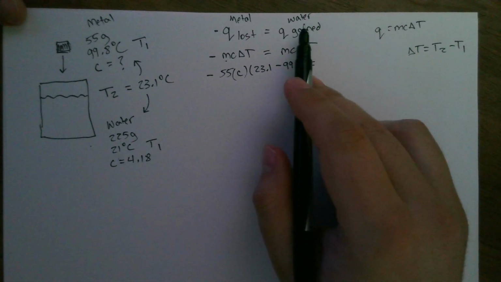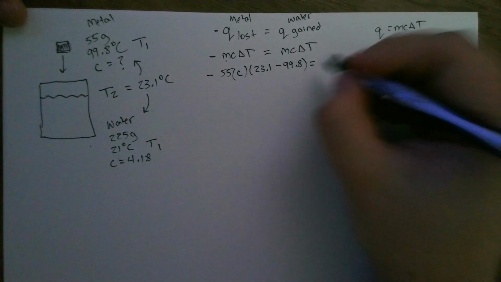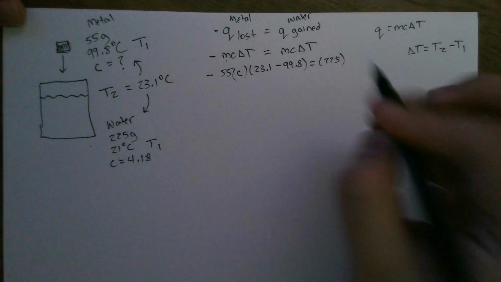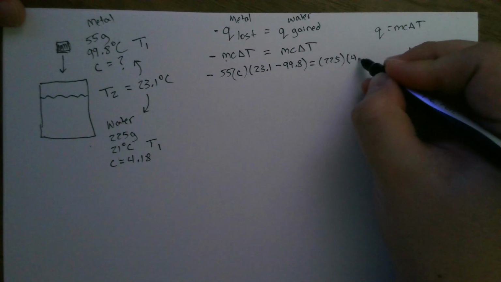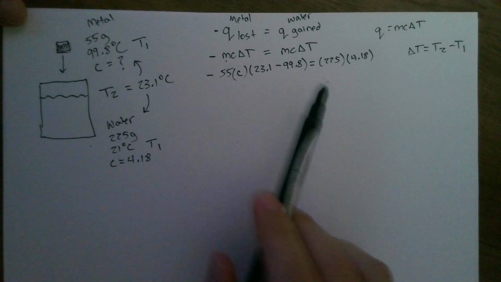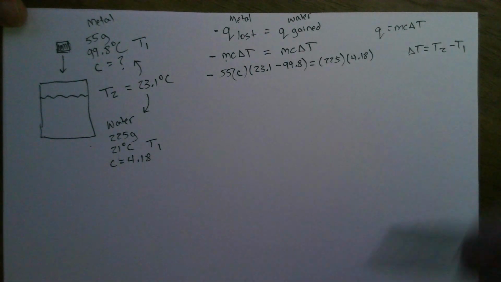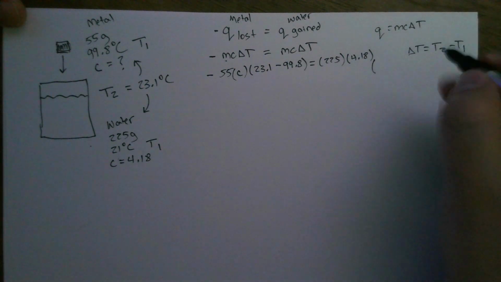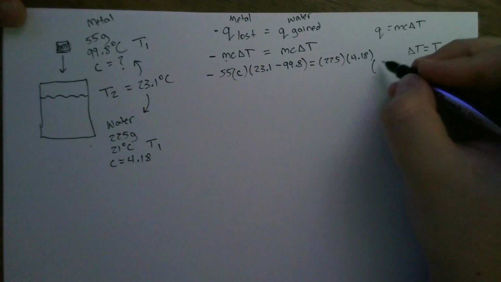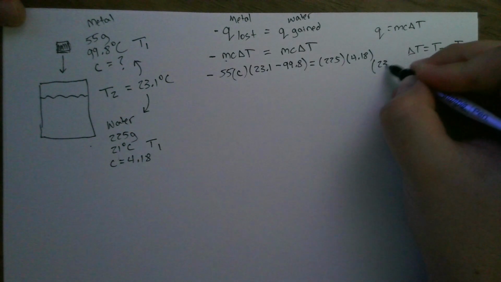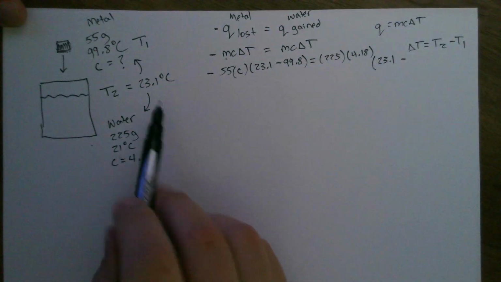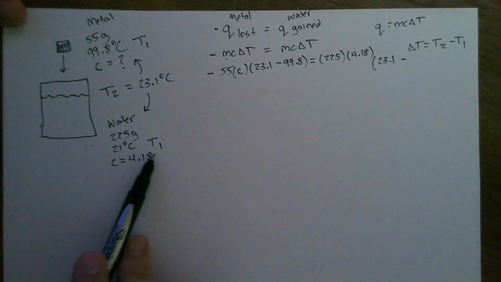On the right side, for water, my mass of water, 225. My C of water is known, 4.18. My change in temperature is temperature 2. So kind of running out of room here, so I'm going to write it a little bit below. Temperature 2 is also 23.1. My T1 of water is 21.